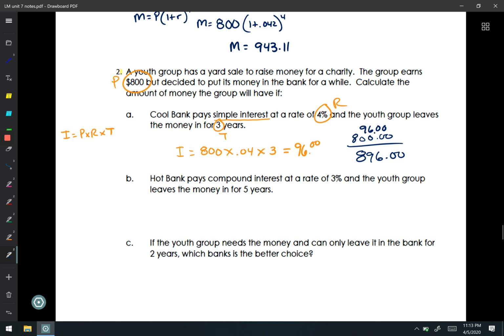The example below is going to be using compound interest, which is what we were just talking about in today's notes. And the formula for that is M equals P parentheses 1 plus R parentheses to the T. Again, our P is 800, so M equals 800 parentheses 1 plus, convert that to a decimal, raise it to.